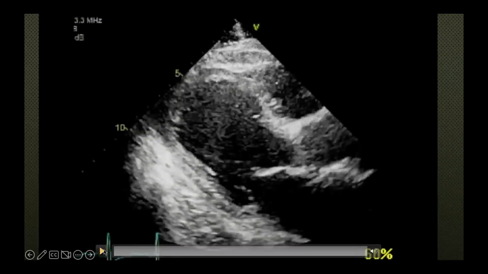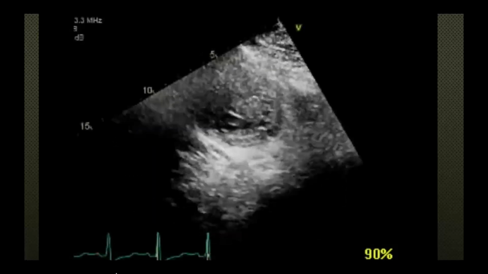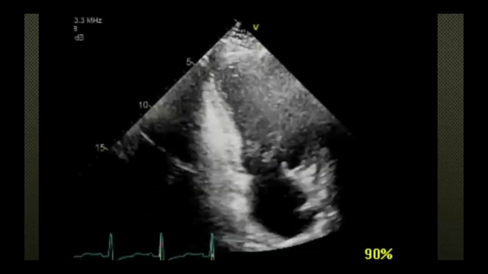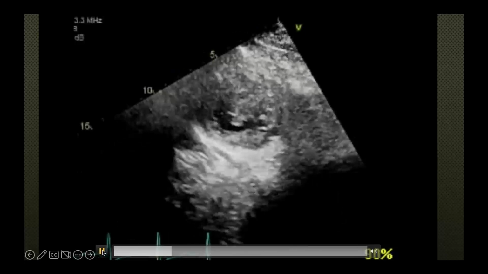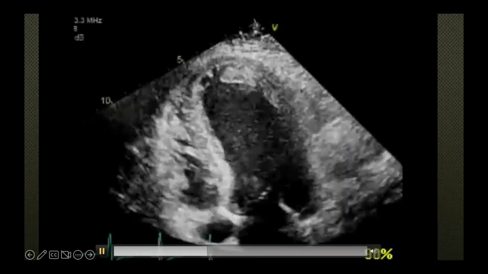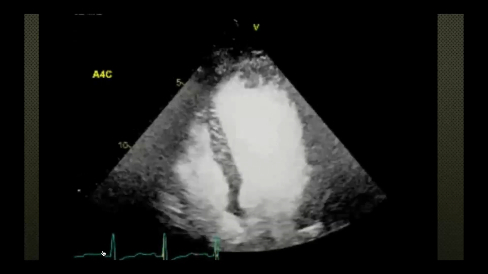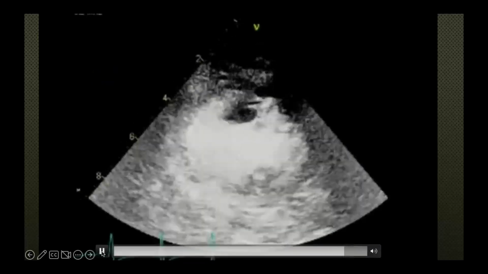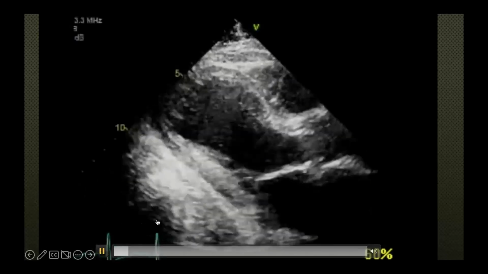So this is a case from St. Mike's again, and you can focus on the severe LV dysfunction with anterior wall and apical akinesis. And from the non-contrast imaging, you can appreciate there is a density in the apex that is not really filling with contrast here. So this is consistent with LV apical thrombus.